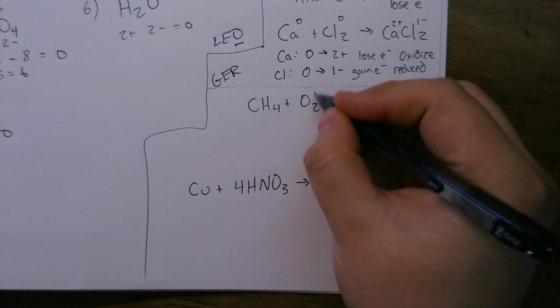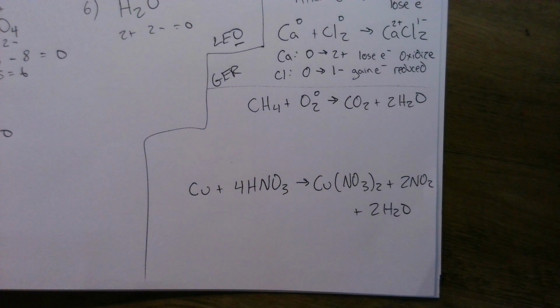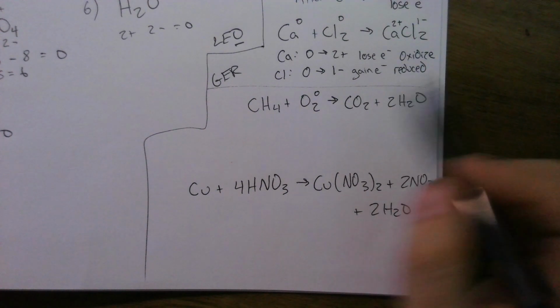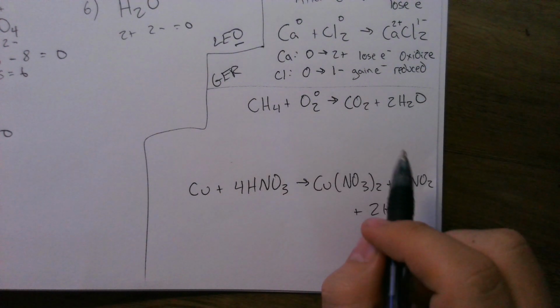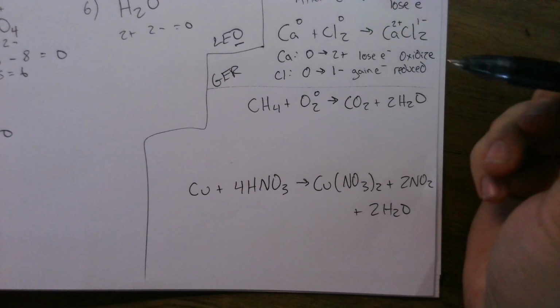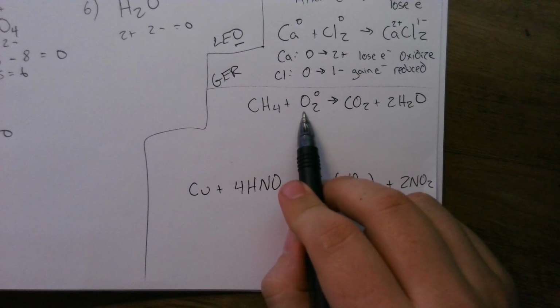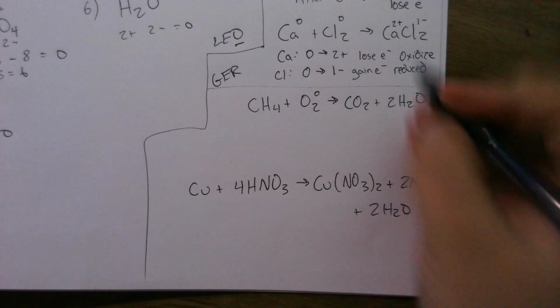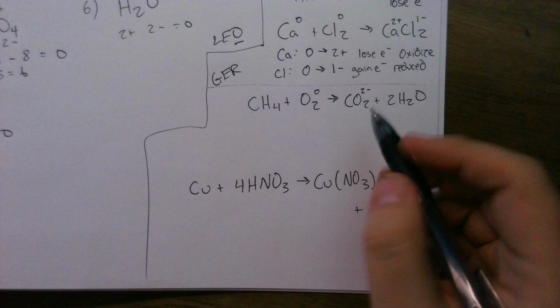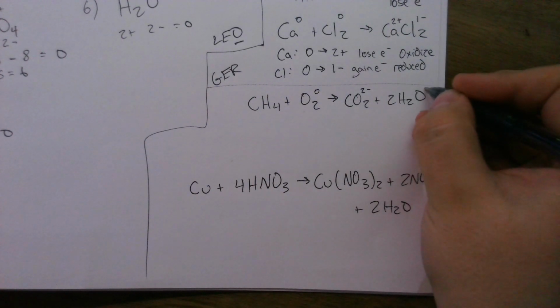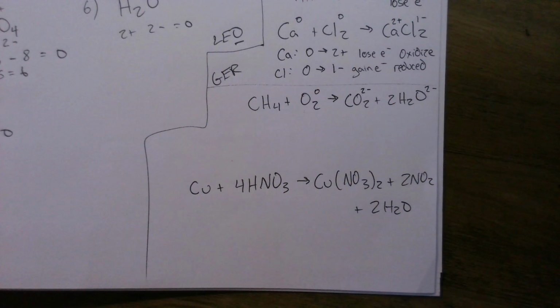Oxygen's an easy one. It starts as 0 over here. Over here, I have hydrogen, carbon. Kind of looking around, I'm going to try to identify, maybe I'll start with oxygen because I have oxygen 0 over here. Oxygen right here will be 2 minus, right? Because it's bonded with something.